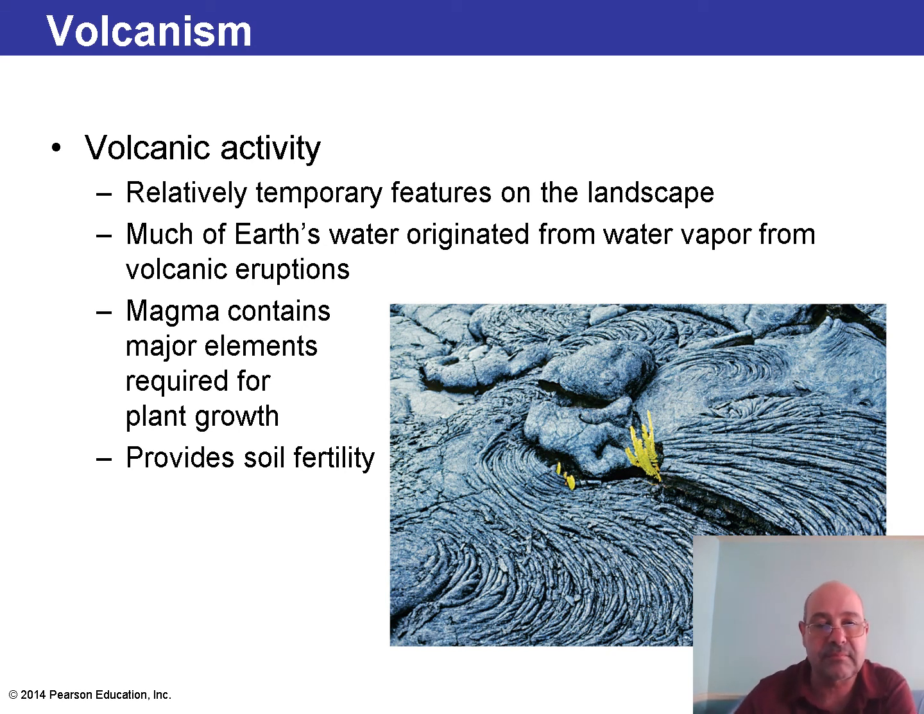Okay. Magma contains major elements required for plant growth. Lots of nitrogen and stuff in there too. And it provides soil fertility. But not right at first. The lava has to break down. You got to remember, it's hard, it's crusty. You can see here in this picture right here, yeah, there's some plant growth right here because it found a crack. And there was some moisture and some seeds got in there and made their way up. But it's got to break down, and it takes time. Once it takes time, it will put nitrogen and what have you into the soil and fertilize the soil and make it better for growing.